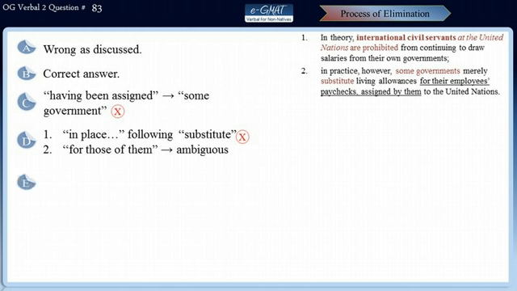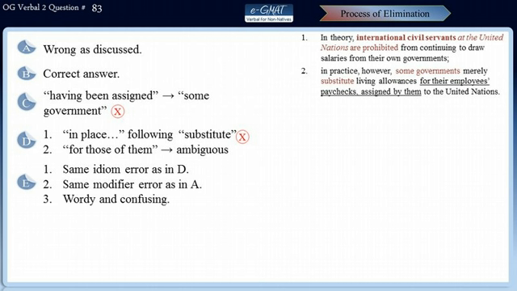Let's take a look at choice E now. Well, choice E firstly repeats the same idiom error as in choice D. Also, it repeats the same modifier error as in choice A. And the way this choice has been written, it's very wordy and very confusing. So as we found out earlier, choice B is the correct answer for this sentence.